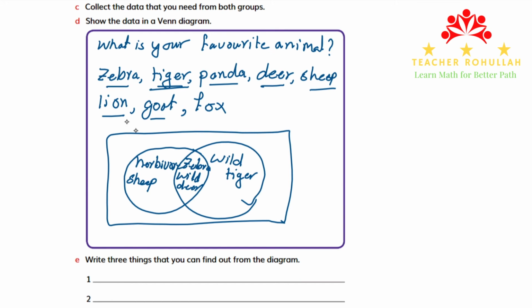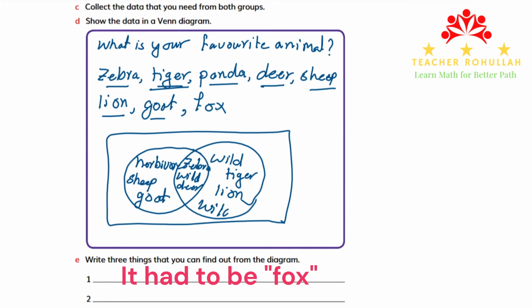How about lion? Lion is not herbivore, but it is wild. So lion comes here. Goat is also herbivore, but not wild. So goat comes here. These are the animals that are kept at home. Mostly people keep them at home. And fox is not herbivore, but wild. So fox comes here. So now here we sorted the animals based on being herbivore or wild. And the ones which are wild and herbivore at the same time came in the center, such as zebra, and here it has to be panda.